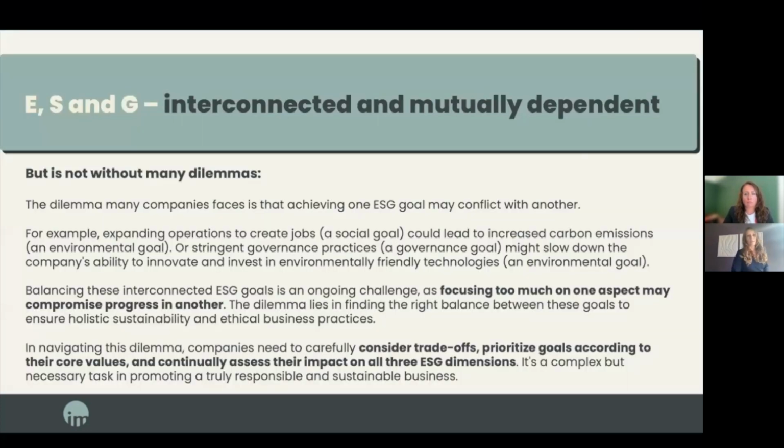Many companies are working with a lot of dilemmas. Sometimes companies have to expand operations and want to create more jobs. It's a good social goal in ESG, but it can also lead to increased CO2 emissions, which is an environmental goal. So sometimes there are these dilemmas, and I've tried to write some of them here on my slide. The main focus on this one is navigating these dilemmas.